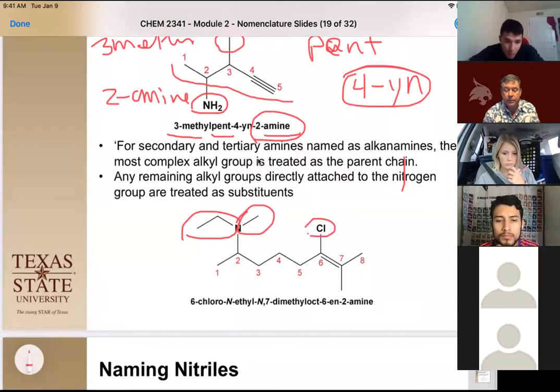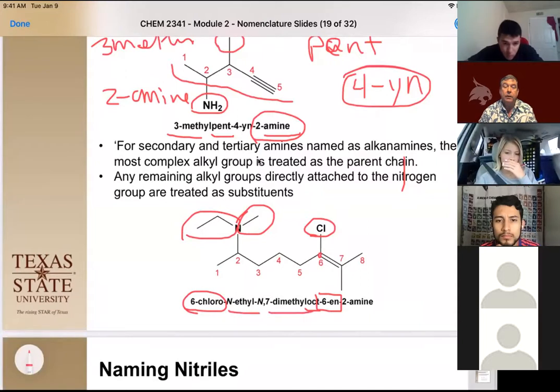And so we'll end up just adding all the different components. Our chloride is on 6. Our alkene is on 6. Total of 8, we have octa. And we denote where our other groups are with the nitrogen. If it's on the nitrogen, it has an N in front of it. Questions on that?